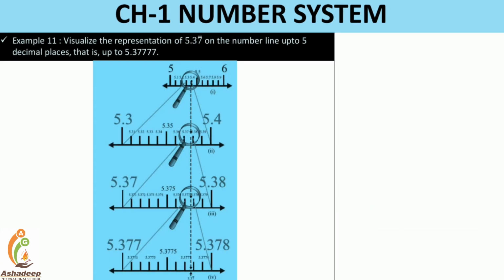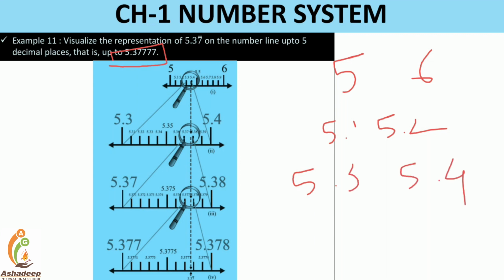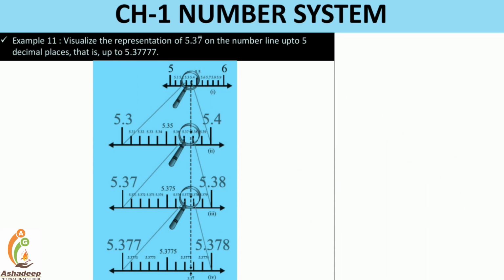Now let's move ahead with another sum, and that is we need to represent 5.337. So first of all 5 to 6, and then 5.1, 5.2, and so on, but we need 37. So it is going to be in between 5.3 and 5.4. In between we have 5.31, 5.32. So those things are represented over here: 5.3, this is 5.4, then here it is 5.31, 32, 33, 34, 35, 36, 37, 38, 39 and 5.4.